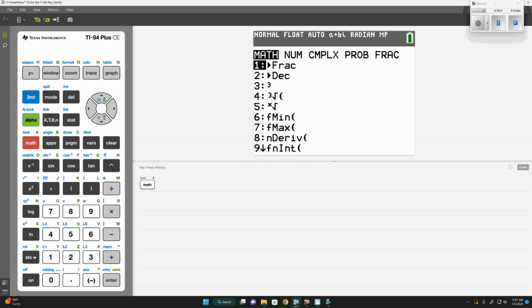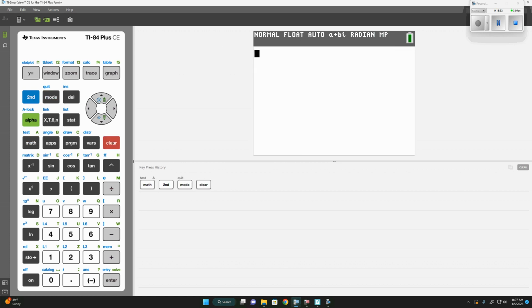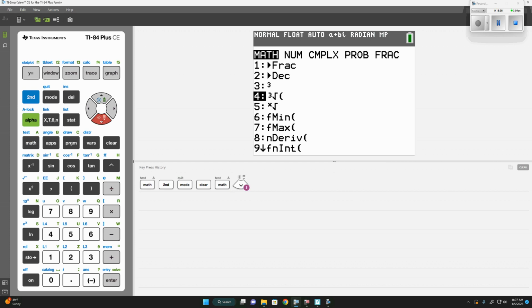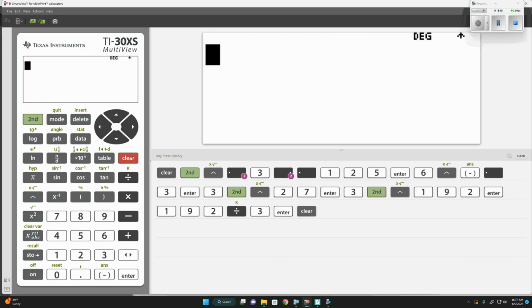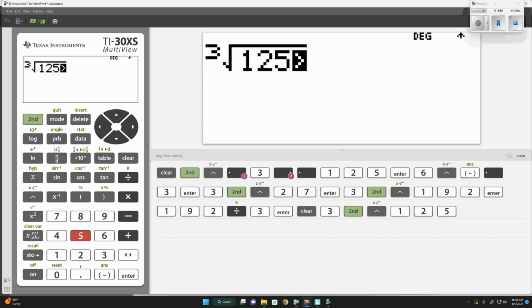Now we do need to take the cubed root of 125 in either calculator. So for the graphing calculator, clear that out, we can hit math and go down to the fourth one, hit enter, and type in 125, and it'll tell us that it's 5. In the 30XS, we can type the number 3, second caret key, 125. Hit enter, and it'll tell us that it is 5. In either case, make sure that that 3 looks like it's a little bit smaller and up, not a bigger 3 in front.